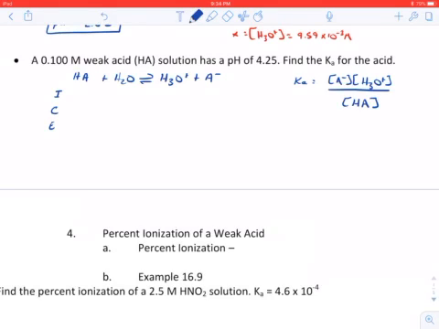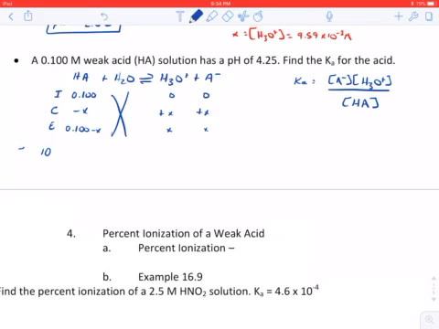So if we fill in our ice chart, we've got 0.100. Water, remember? 0, 0, minus X, plus X, plus X. We've got 0.100 minus X. We've got X, we've got X. So let's start plugging some stuff in. We are looking for the Ka. At this point, we have a pH of 4.25.